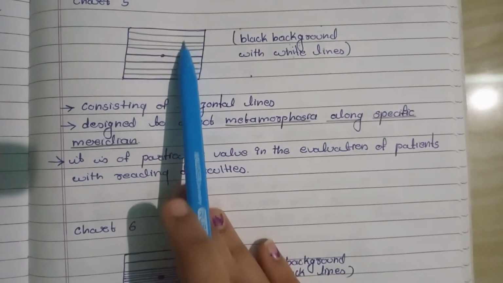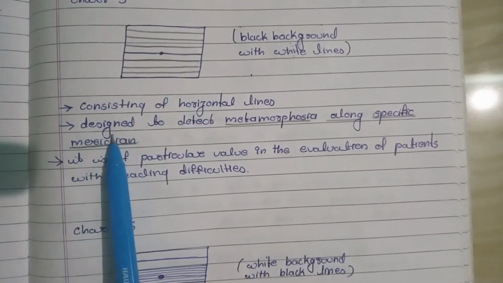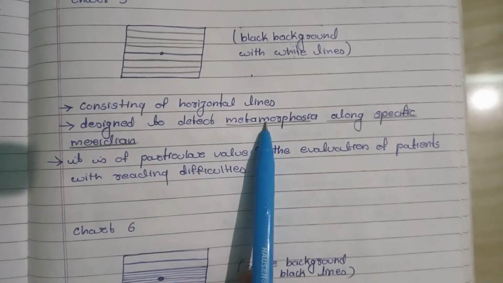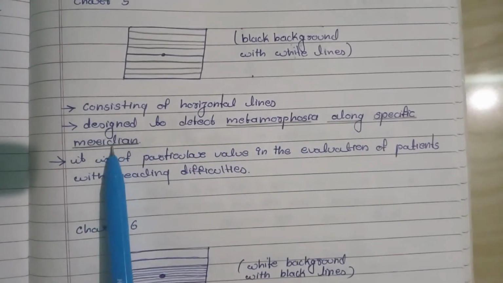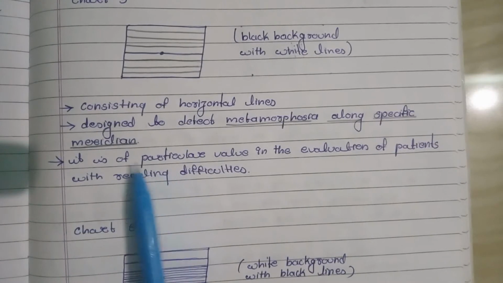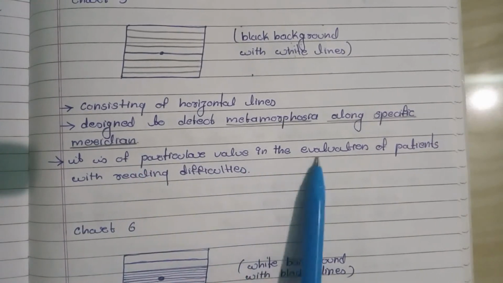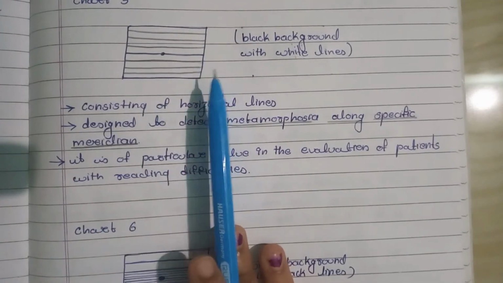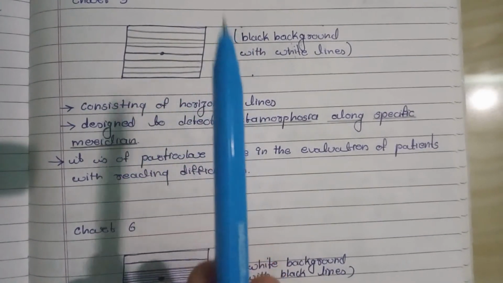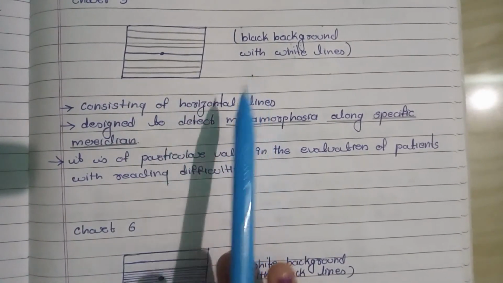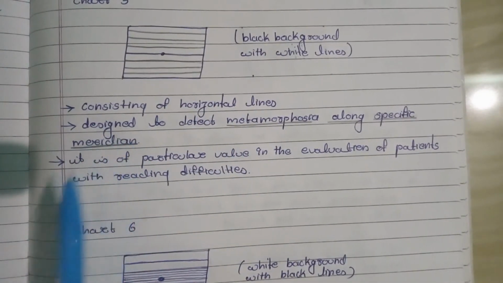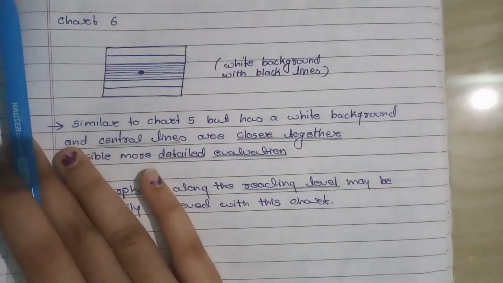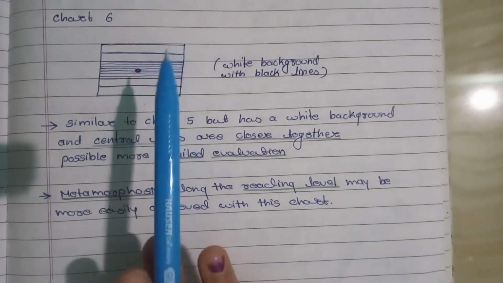There is no presence of vertical lines. It is designed to detect metamorphopsia along a specific meridian. It is of particular value in the evaluation of patients with reading difficulties. This chart 5 detects metamorphopsia along a specific meridian. Now we are going to see chart 6. It is similar to chart 5.